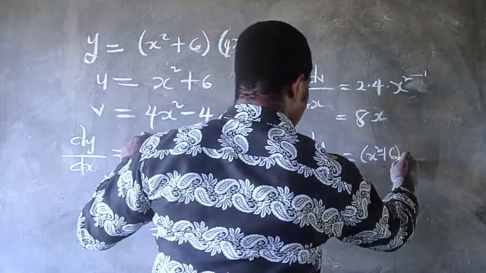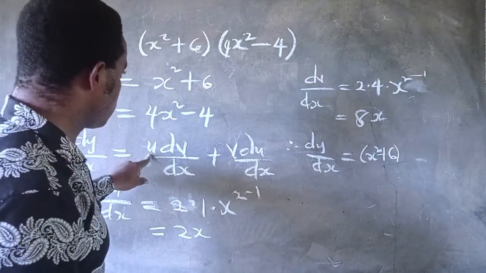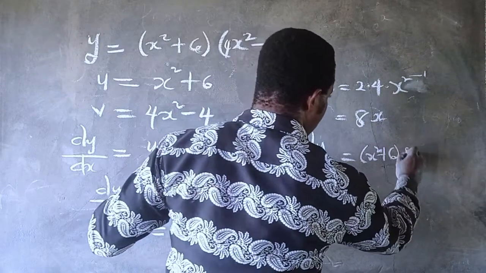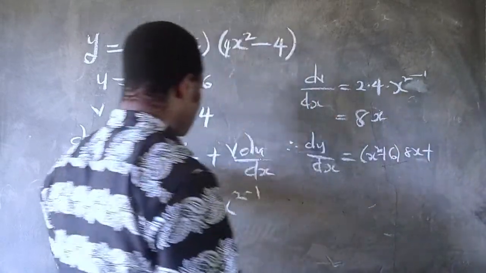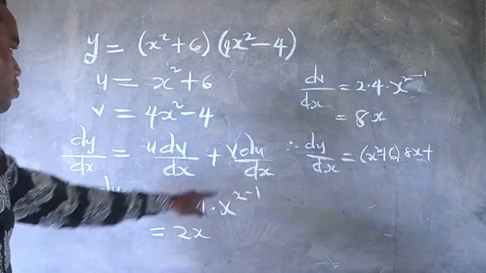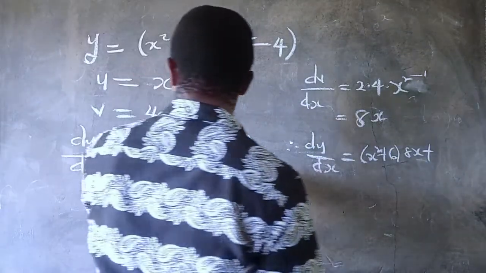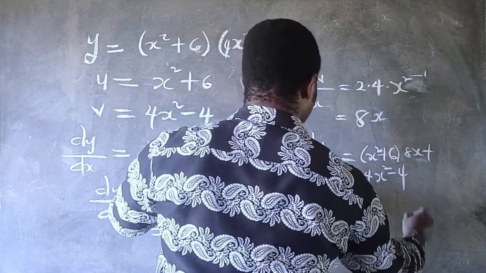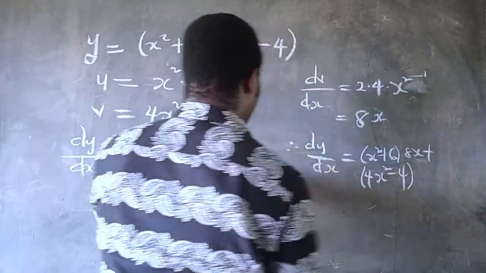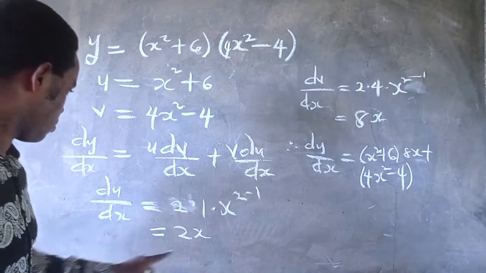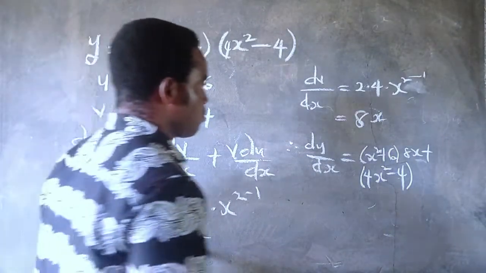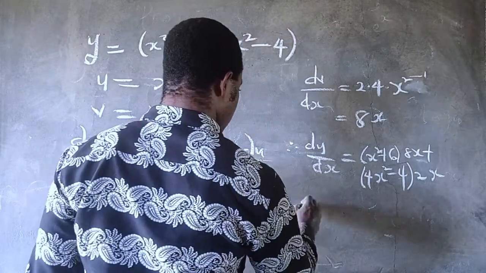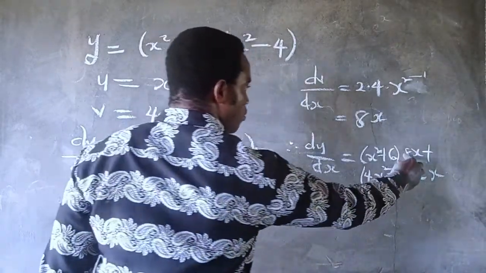Let's go on and multiply that by dv/dx, which is the differential of v, which is 8x. Now we have plus v. What is v? That is 4x raised to the power 2 minus 4. Let's put that in bracket, and we will multiply that by the derivative of u, which is 2x. So now all we have to do is simplify that.